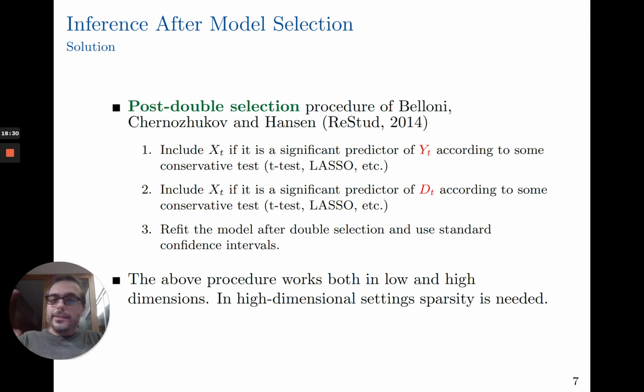And the above procedure will work both in low and high dimensions. Okay. Of course, in high dimensions, we need some sparsity or weak sparsity assumption. Okay. But nothing more rigid or stronger than what we have been imposing during the previous lectures.